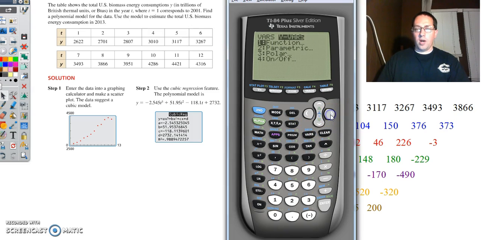Arrow over to Y Vars, Y variables. And we're going to put this into a function. So hit Enter on function and put this into Y1. So hit Enter again. And then arrow down and go to Calculate. So there's our regression equation, and notice this is a mess because the real world is a mess. We've got lots of these lovely decimals and stuff like that, very long, messy things.